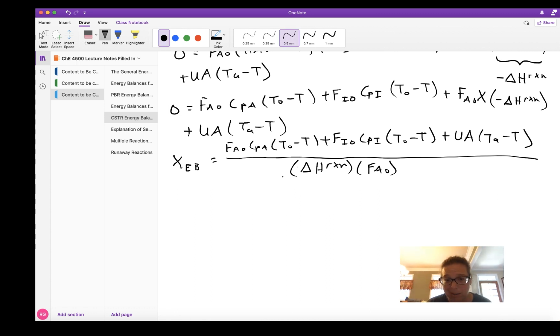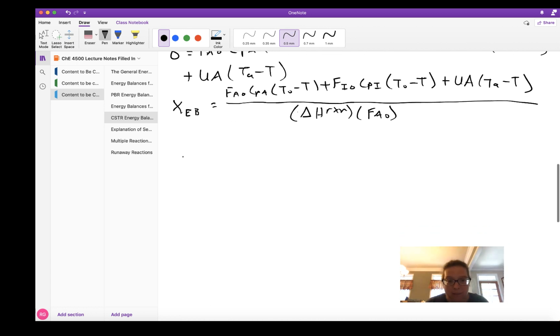So I can basically plot this for different values of T, and that would give me the solutions to my X_EB, so combinations of X and T for this particular equation. But I have two unknowns. I don't know what X is and I don't know what T is, so I need another equation. For that I'm going to use the mole balance.